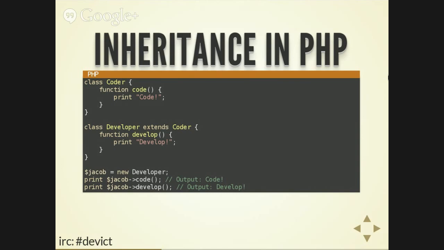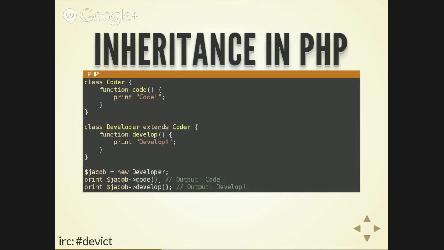I'd say a developer is a coder. Sometimes you might replace this word extends, which is a keyword in PHP, with the two words "is a." So you could say developer is a coder. For example, a square is a rectangle. Rectangles are not necessarily squares, but a square is a rectangle, right?